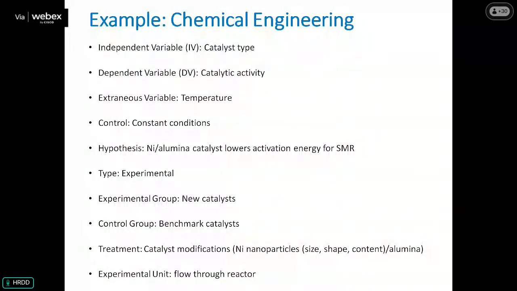So what you do, in the absence of catalyst, is steam methane reformation at a particular temperature, say 900 degrees Celsius. SMR means steam methane reformation. Steam reacts with methane to give hydrogen. It is the major hydrogen production route right now. So nickel alumina catalyst lowers the activation energy of SMR, but this you have to prove. The independent variable is the catalyst type, and what you measure is the catalytic activity.